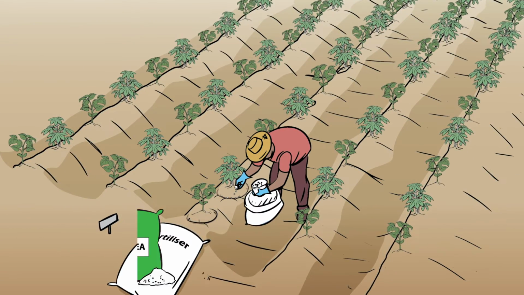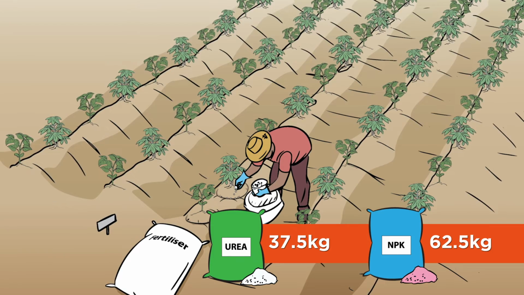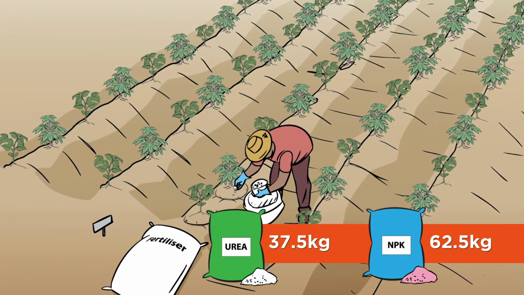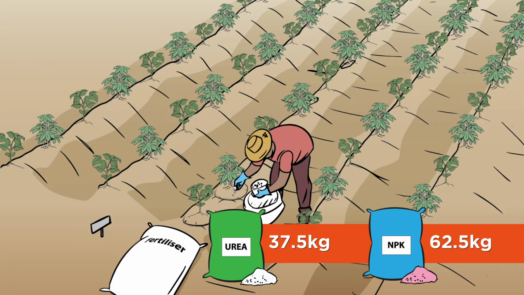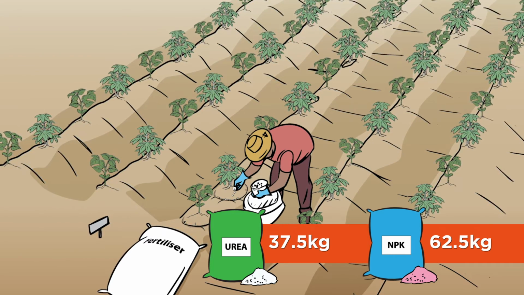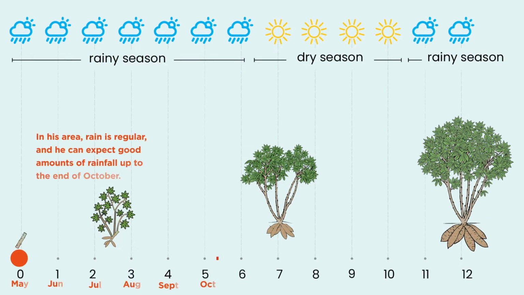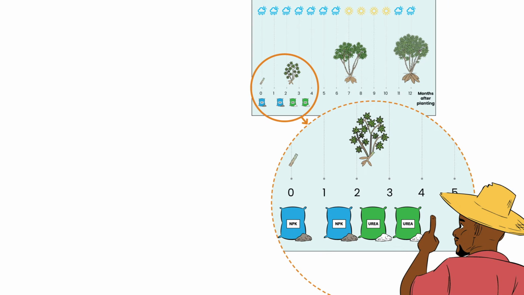John used the Akilimo tools and was advised to apply 37.5 kg of urea and 62.5 kg of NPK 15-15-15 to his field of 1/4 hectare. John decides to plant in May. In his area, rain is regular and he can expect good amounts of rainfall up to the end of October. So, John decides to spread the fertilizer application as much as possible.